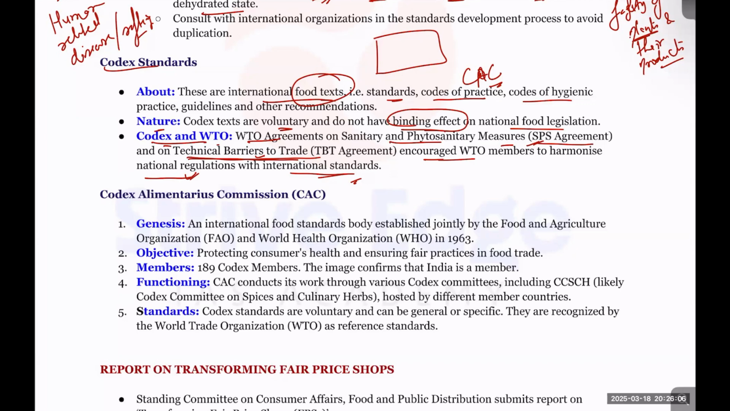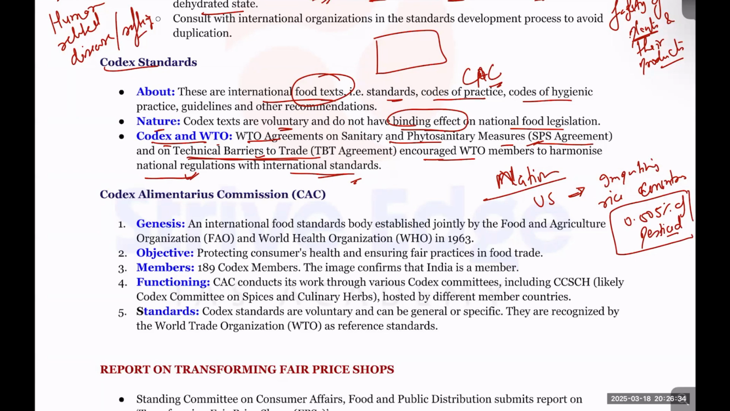Okay, so technical barriers can be given by a nation. Suppose tomorrow India or the US says that we will be importing rice from a country with 0.005% of pesticide. This is the standard, 0.005% of the pesticide. This is a standard that has been given by the US now, right? So this is the standard that we are talking about in WTO, right? So WTO allows these types of standards to be given by any member state, right?